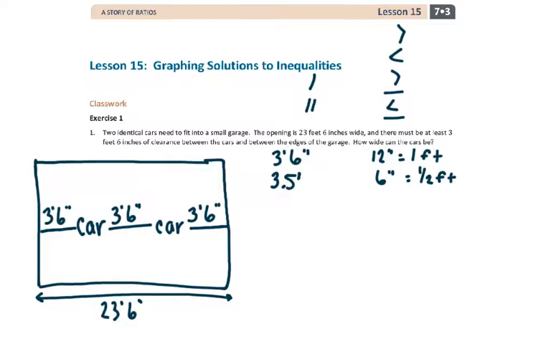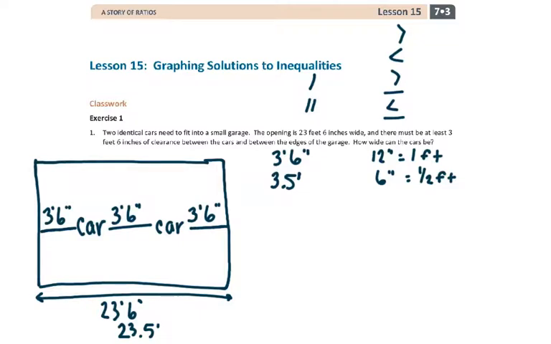So now I know that there are 3.5 feet of space between each car and the wall of the garage and between each car. And then I also know that my garage is 23 and a half feet long. That's how much space there is in terms of width. That's how wide the opening of my garage is.